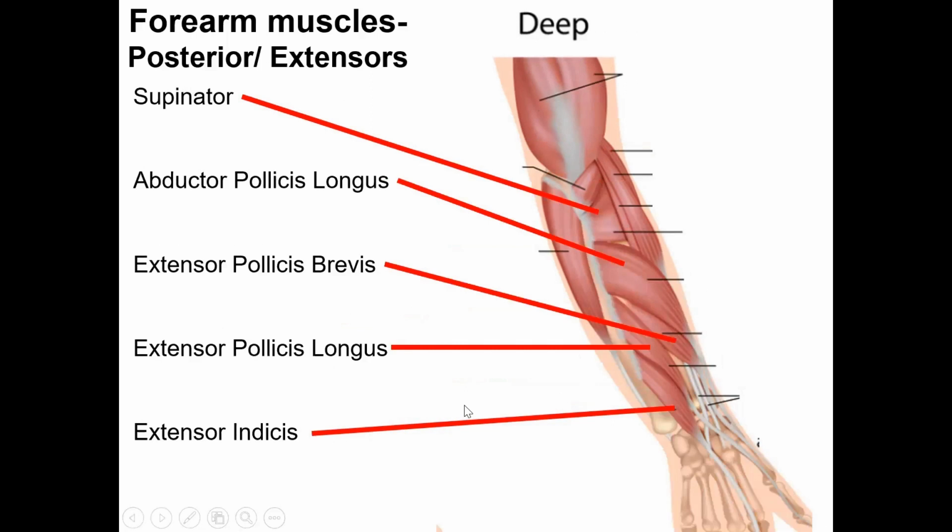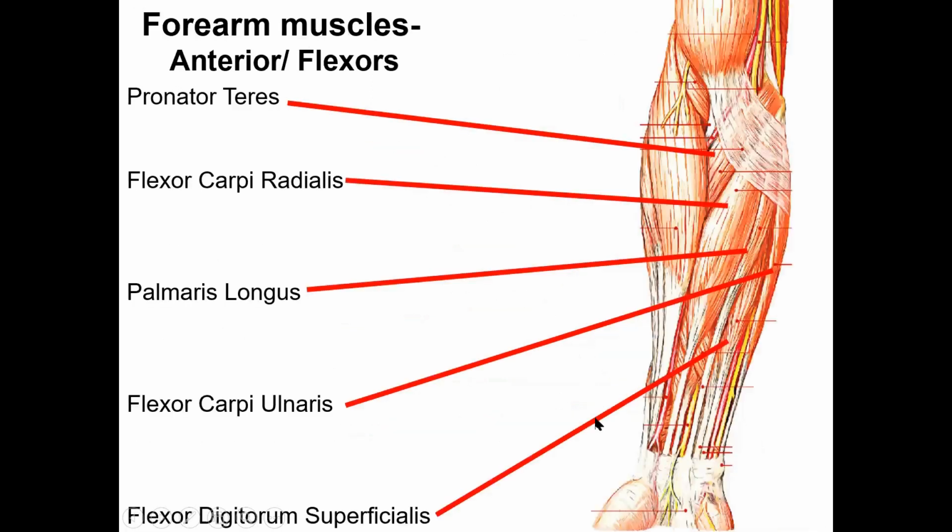Here are some of the deeper posterior muscles. So these ones are a little bit below in terms of that depth. So we're going to have to peel away that previous layer to see some of these. And again, I'll point the ones that are visible out on the cadavers.